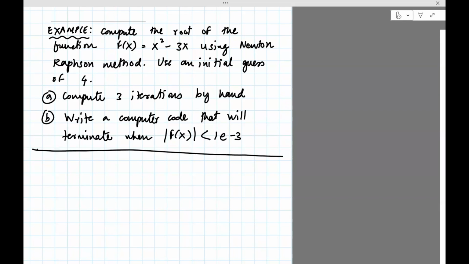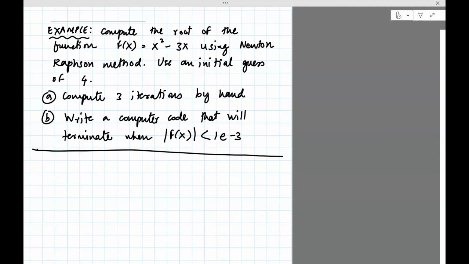Okay, the same problem. I choose an easy problem because we know the solution to it. It's 0 and 3. And we've also done this using bisection. It took about 11 iterations and 8 iterations with the regular falsi. So this gives a nice benchmark to compare.